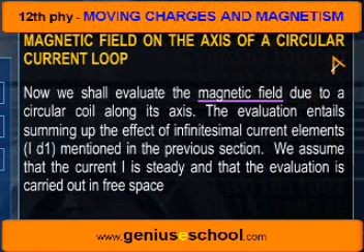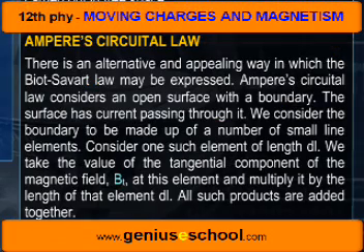Now, we shall evaluate the magnetic field due to a circular coil along its axis. The evaluation entails summing up the effect of infinitesimal current elements, that is I dl. As mentioned in the previous section, we assume that the current I is steady and that the evaluation is carried out in free space.